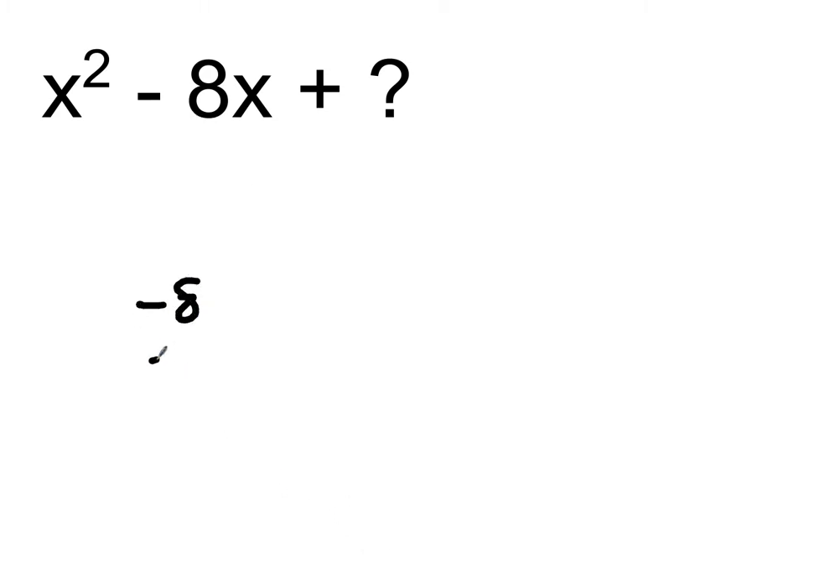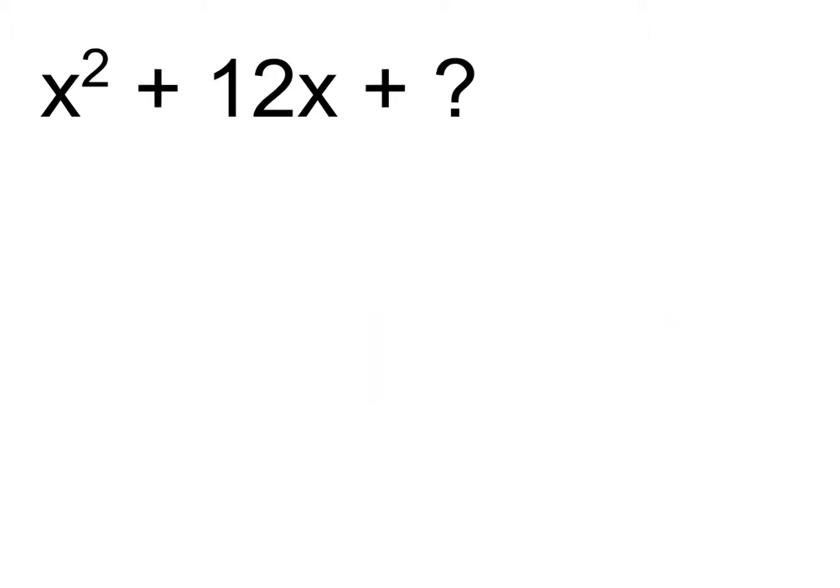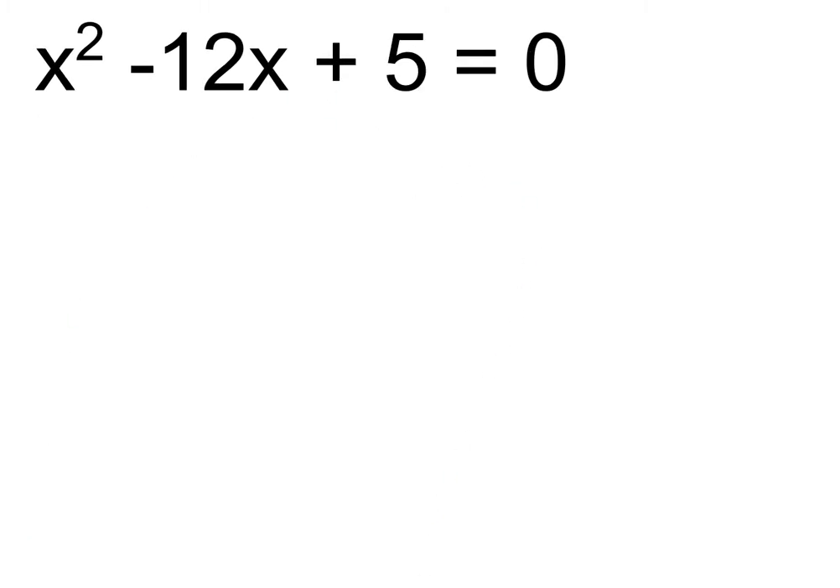So in this case, that was negative 8 divided by 2 squared, which was negative 4 squared, which was 16. Okay, I'll do this problem in the extra help video if you need help, but the number that should go here is 36. If you didn't get that, then watch the extra help video.